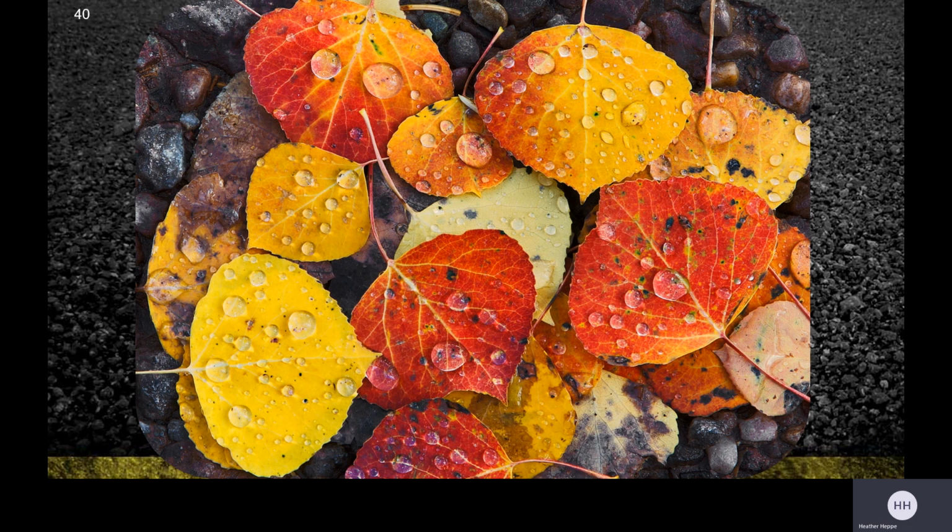Here we can see a picture of leaves. They're wet, they're on the roadway, and they can become a slip hazard.